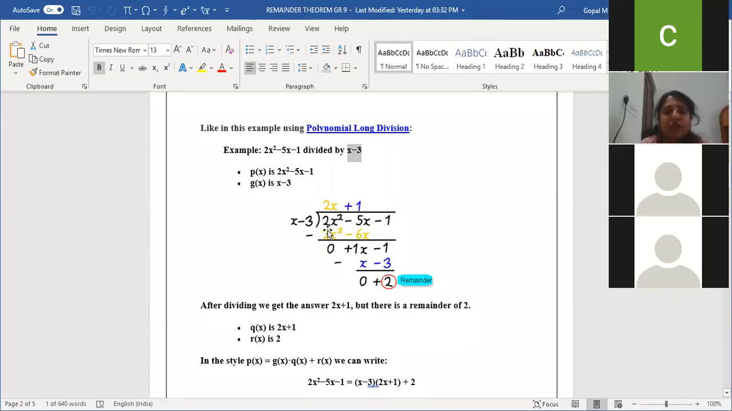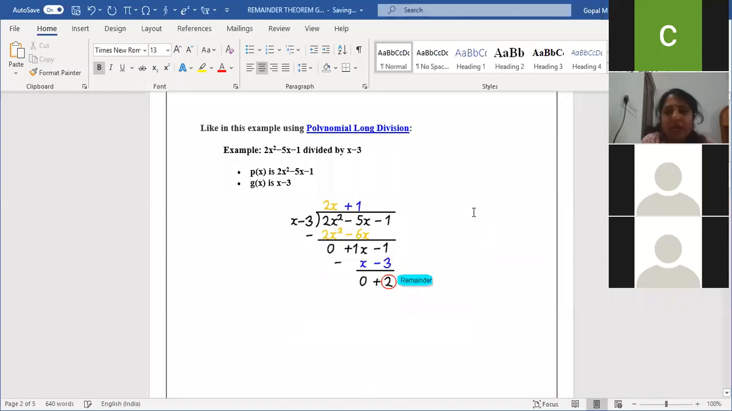Am I clear, children? I want 2x square, and here only one x is there. If I multiply by 2x, 2x into x is 2x square, and 2x into minus 3 is minus 6x. Am I clear, children, here? So here I've multiplied. I'll just show it here. Here you need to make a working column, where for the x minus 3, I need to multiply.